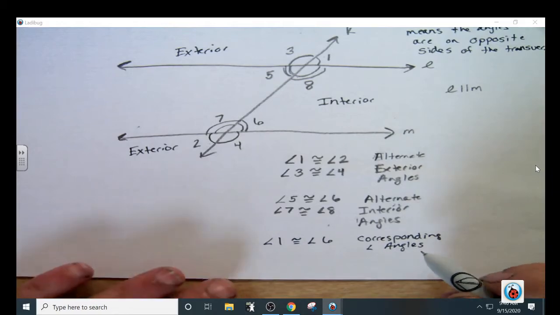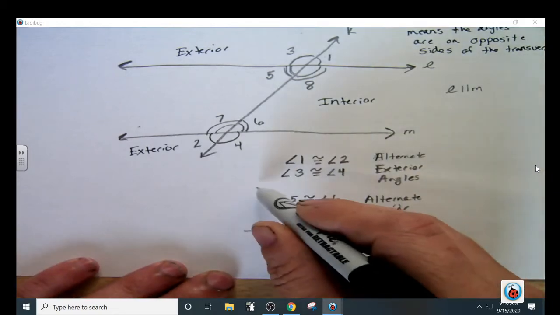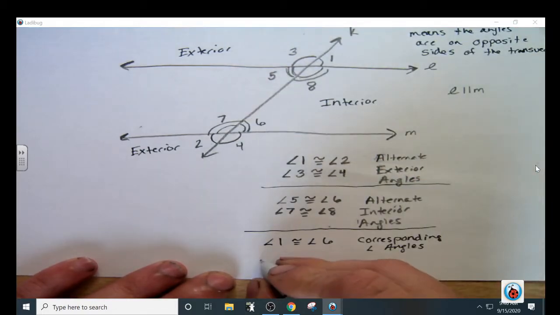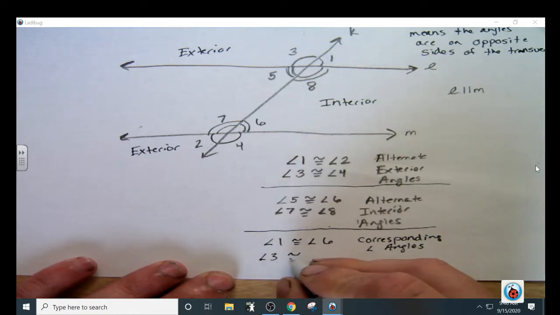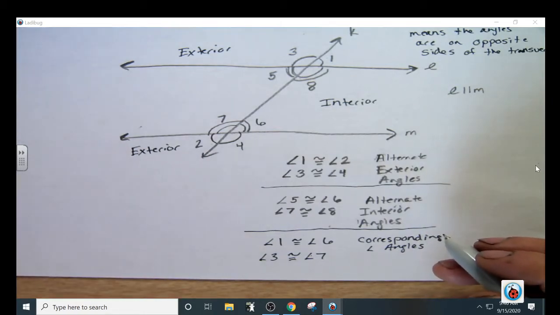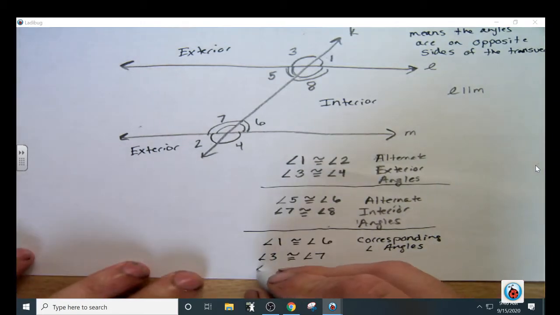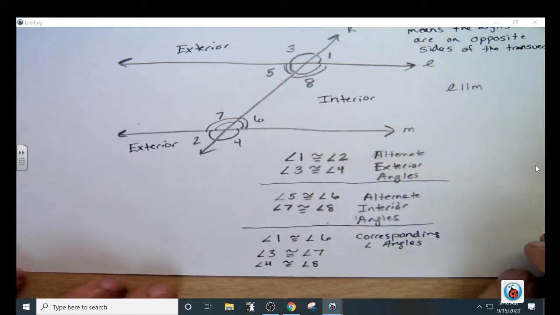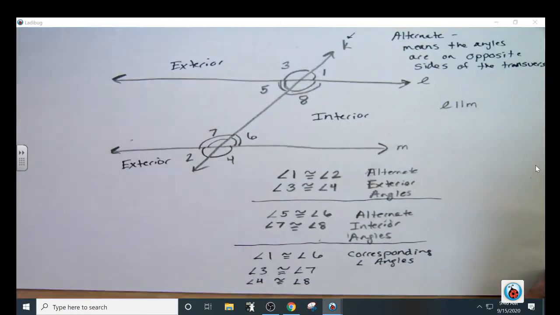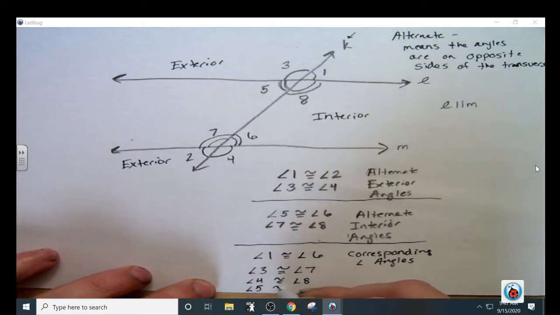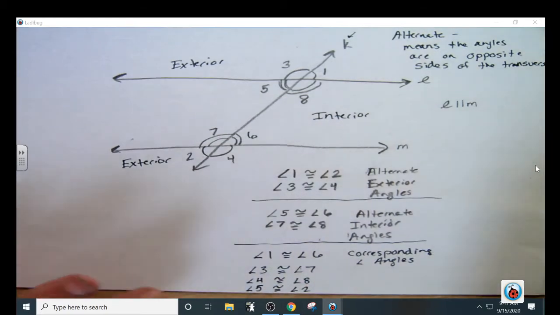Now, talking about corresponding angles, angles 3 and 7 are also congruent because of corresponding angles. Angle 3 is congruent to angle 7. What's another one, guys? What would be another corresponding angle pair? 4 and 8, yes. Angle 4 is congruent to angle 8 by corresponding angles. And there's one more. What would be the last one? 5 and 2. Good. So angle 5 is congruent to angle 2. And all those are corresponding.